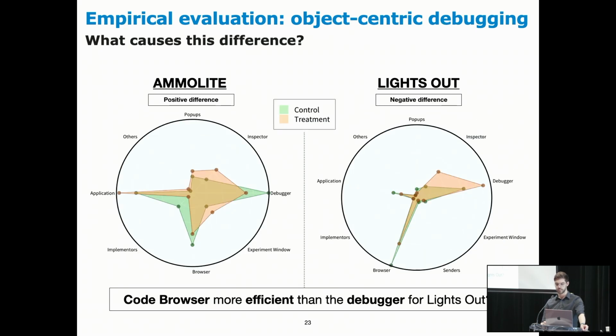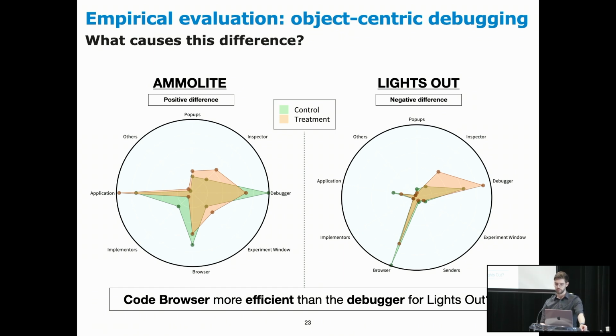To learn about those differences, which seem to come from the tasks themselves, we tried to see how developers used the IDE when they were trying to solve the tasks. So overall, we can see that in treatment, so with the object-centric breakpoints, the participants used the inspector a bit more. And if we focus on lights out, we can see that they used the code browser more in control than in treatment, and they used the debugger more in treatment than in control.